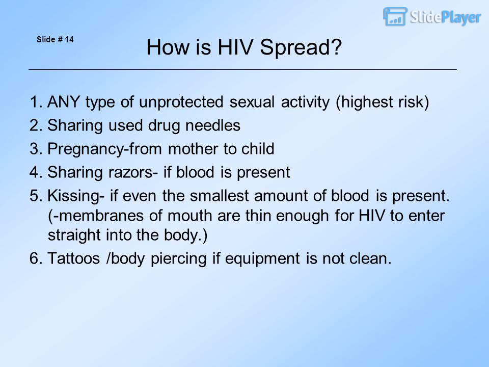Slide number 14. How is HIV spread? 1. Any type of unprotected sexual activity, the highest risk. 2. Sharing used drug needles. 3. Pregnancy, from mother to child. 4. Sharing razors if blood is present. 5. Kissing if even the smallest amount of blood is present. Membranes of the mouth are thin enough for HIV to enter straight into the body. 6. Tattoos and body piercing if equipment is not clean.